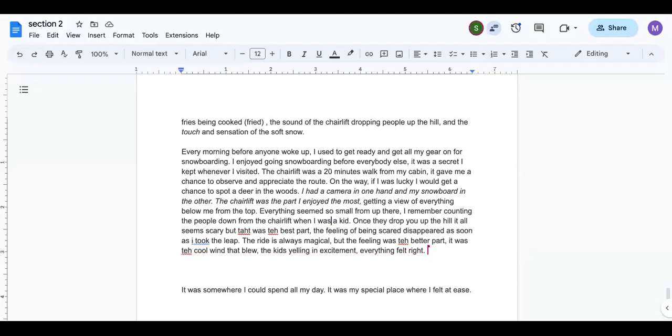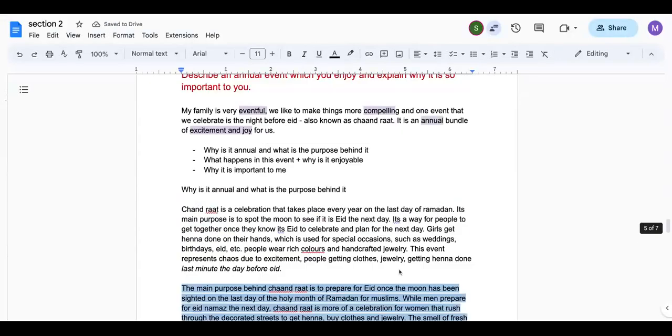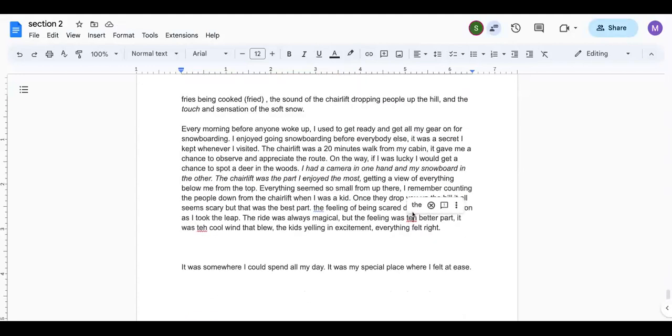Not about the activities you're doing and how those activities are making you feel. That's about you then. Once they drop you up the hill, it all seems scary, but that was the best part, the feeling of being scared. Again, this is a run-on sentence. You need to put a full stop here. The feeling of being scared disappeared as soon as I took the leap. The ride is always was. Again, you need to stay in the past tense. It was always magical, but the feeling was the better part. Again, this is all about you.